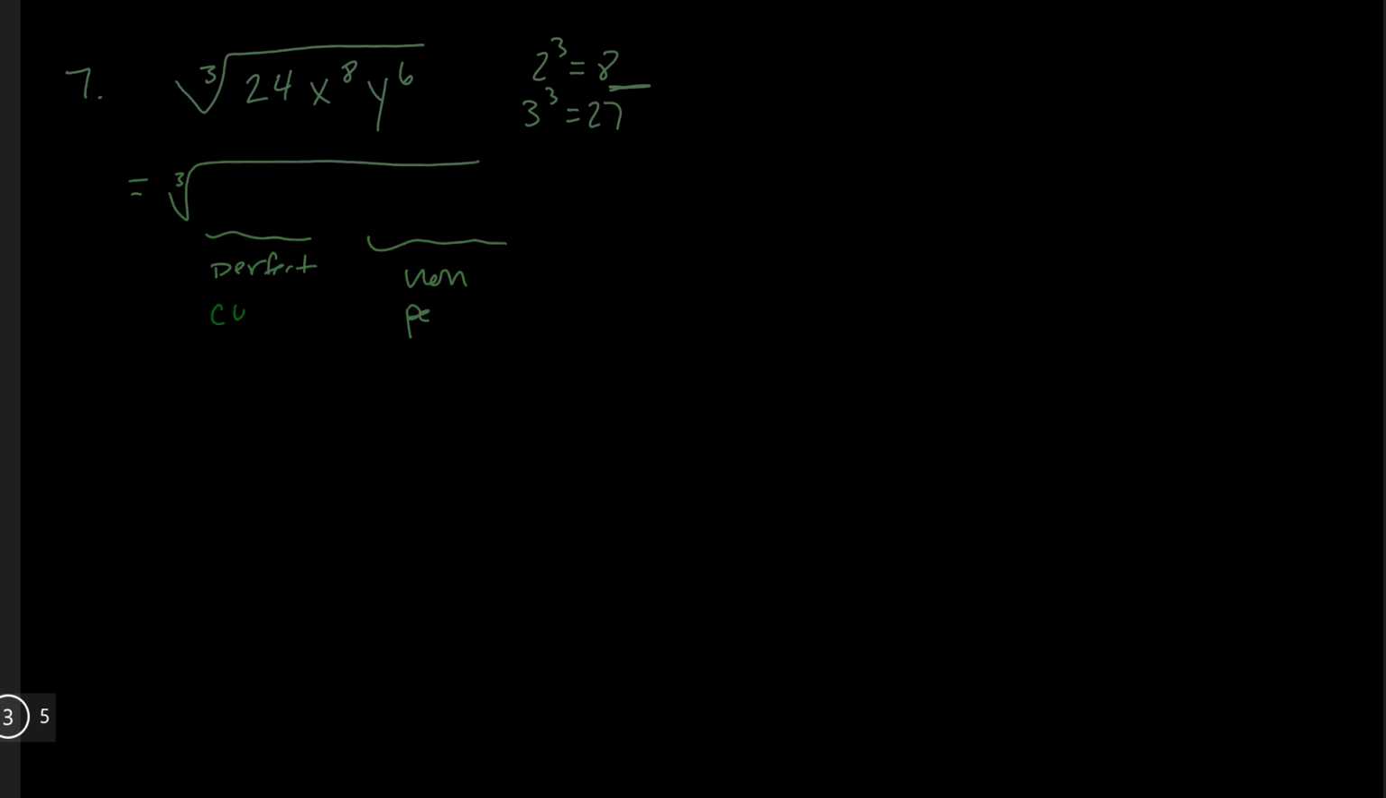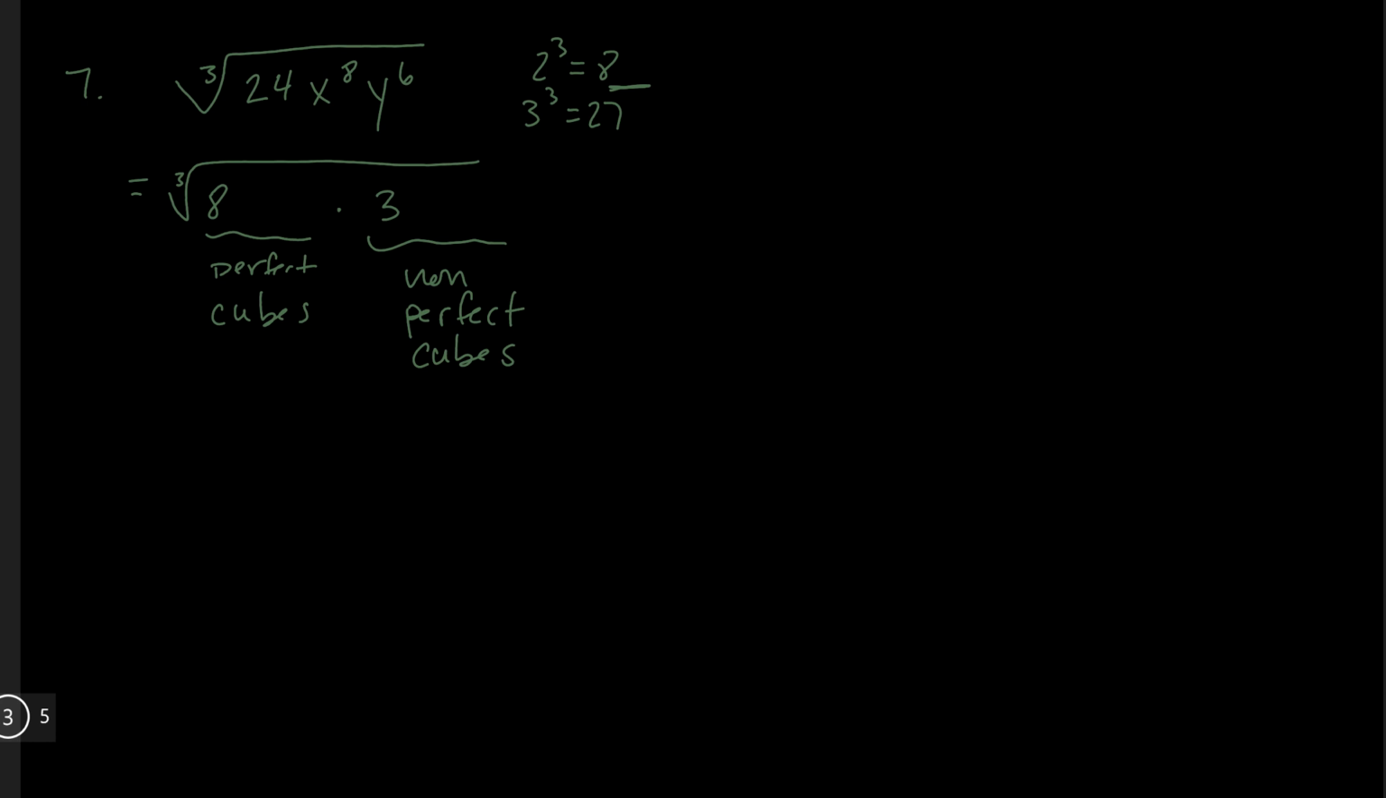Perfect cubes and the non-perfect cubes. So we know that 24 is not a perfect cube, but we know that its factor 8 is. So we'll put the 8 here, and then since 8 times 3 is 24, we'll put the 3 on the other side.